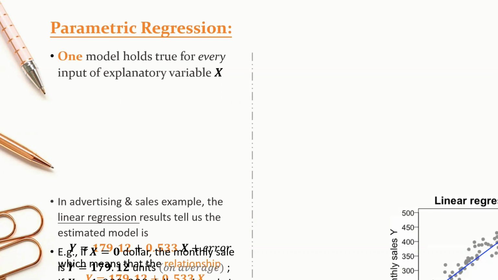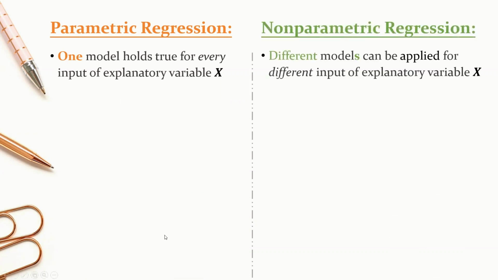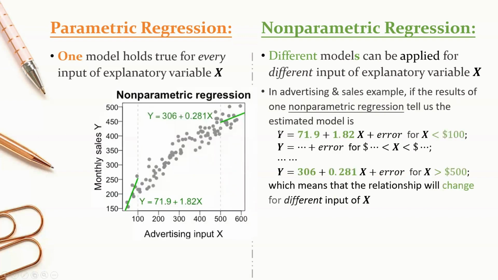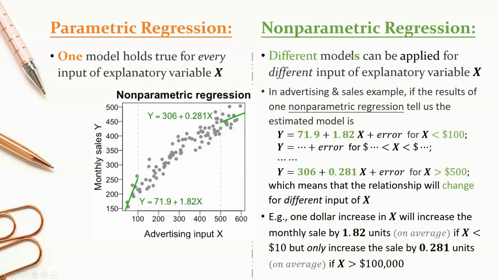On the contrary, nonparametric regression allows the model to change for different values of X. So we do not need to make a strong guess at the beginning. For example, we may only assume that for every small interval of X, there is a linear relationship between them. But the intercept and the slope of the line can be different. Okay, so we will use a marketing example to illustrate this kind of idea.